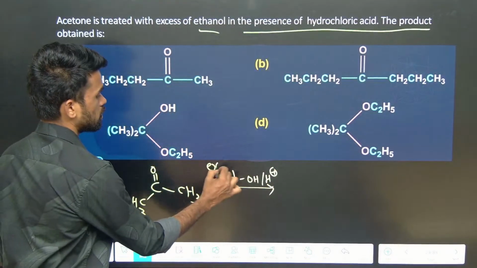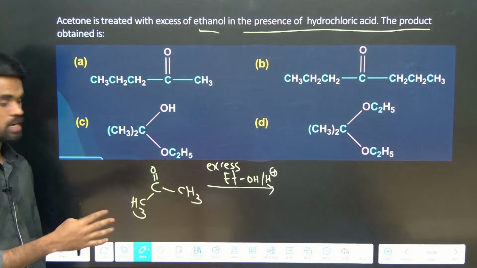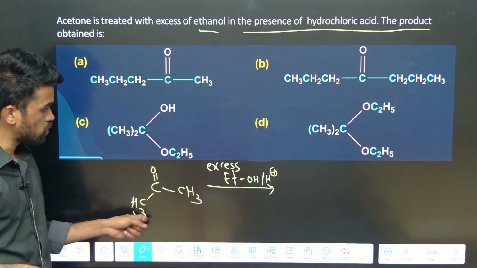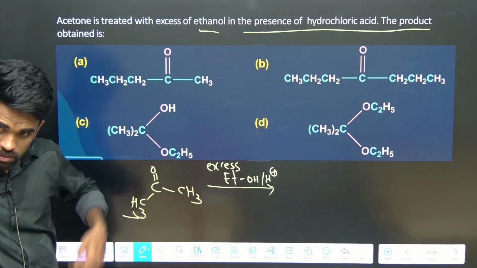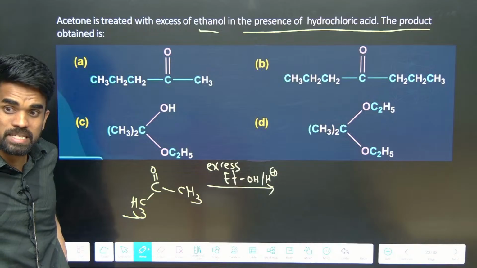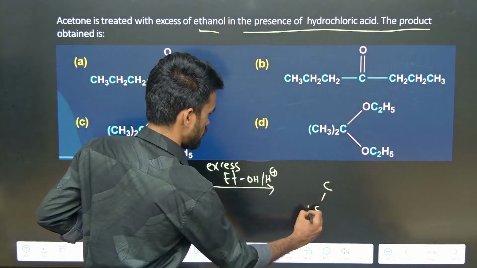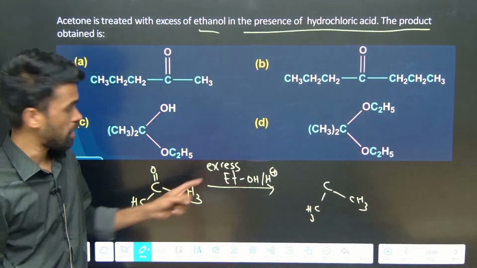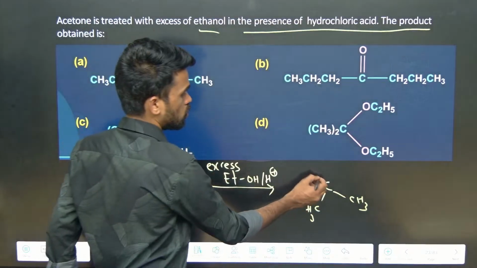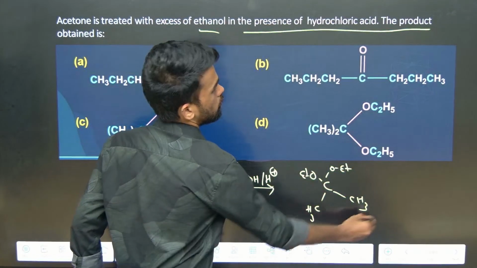Excess. If only one equivalent is taken, it becomes the hemiacetal or hemiketal form. Since it's a ketone, it becomes the hemiketal form. But now excess is taken, what happens? It becomes the ketal form. What is the ketal form of it? See, CH3, CH3. Just remove the double bond and add these OEt groups, O-ethyl, O-ethyl.